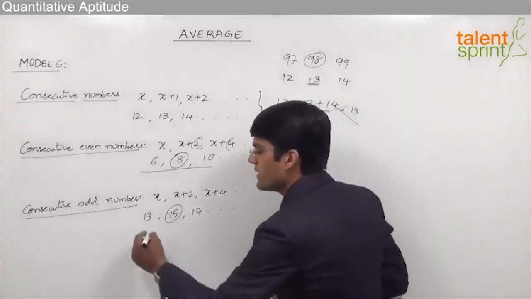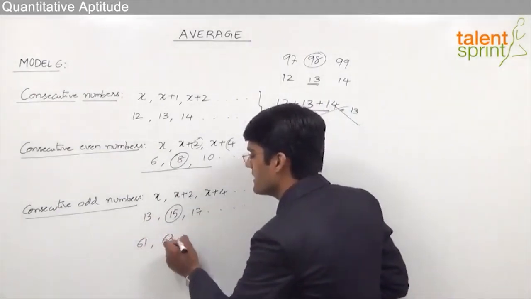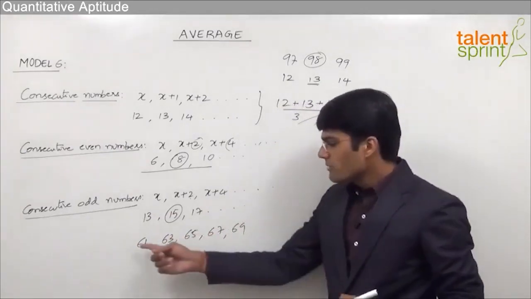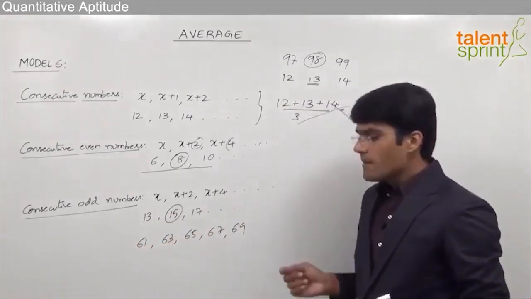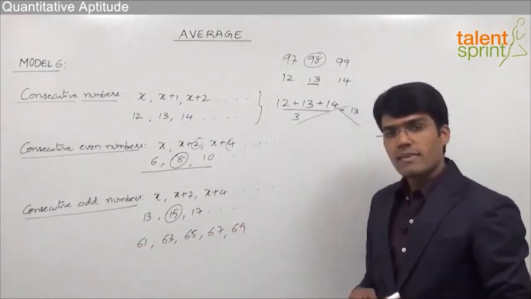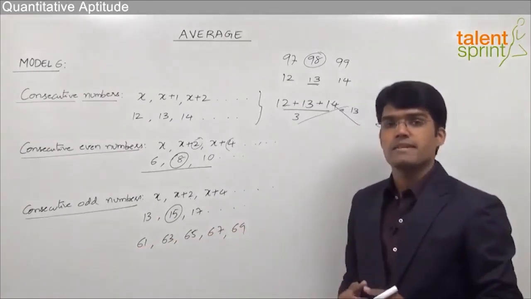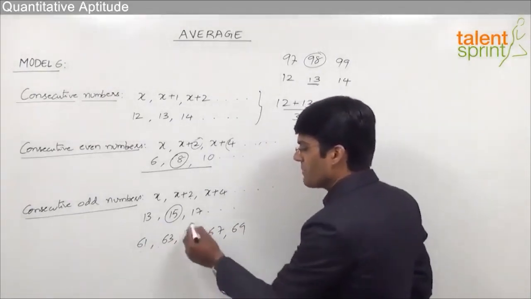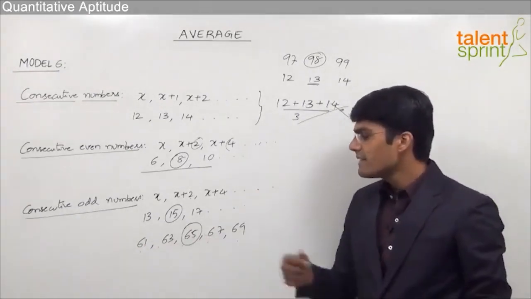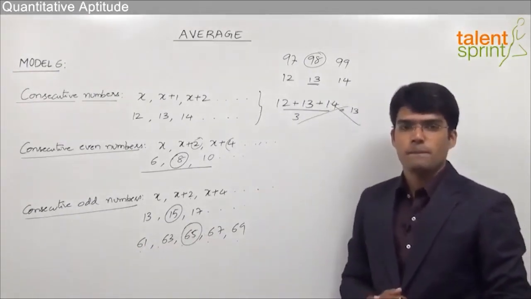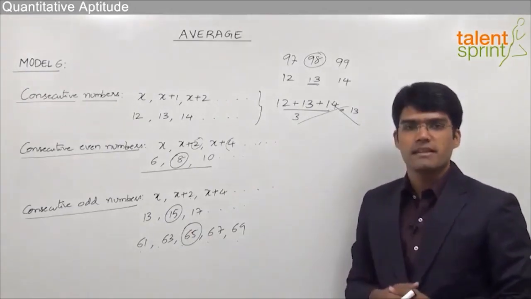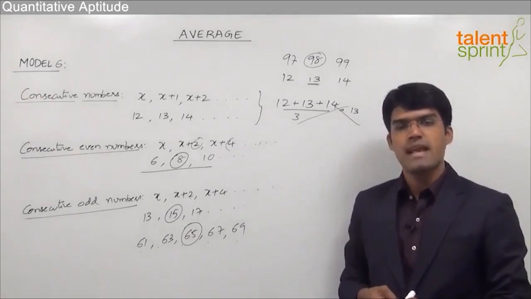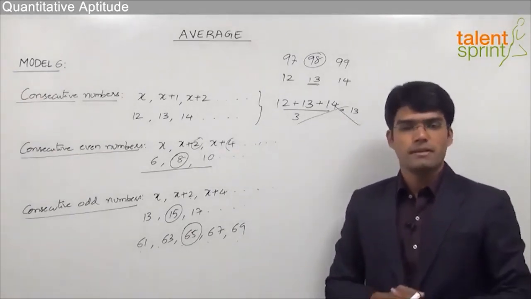Similarly, let's say we have consecutive odd numbers as 61, 63, 65, 67 and 69. Now to find out the average of these 5 consecutive numbers, we need not take the sum divided by 5. As we have already discussed, for consecutive numbers, average should always be the middle number. And here, out of the 5 numbers, the middle number is 65. So we can directly say that the average is 65. So remember that for any type of consecutive numbers, whether they are normal consecutive numbers or consecutive even numbers or consecutive odd numbers, average will always be the middle number.